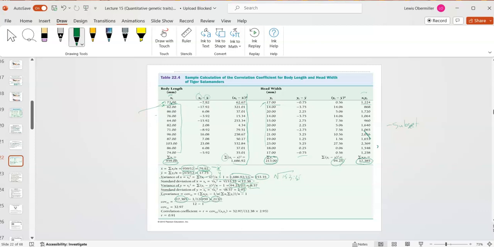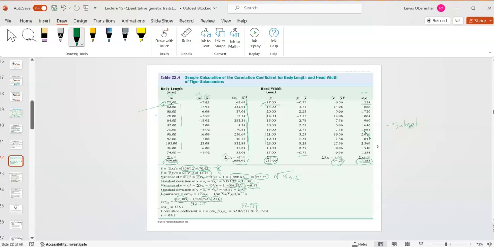And then we divide that by 12 minus 1, right? So this is n, where we subtract 1 because this is an all-inclusive population. And we end up with a covariance of 32.97. Remember, this is a squared value, so we want to get it back to a correlation coefficient. Like, how are they correlated to each other? In other words, what's the slope of the line?